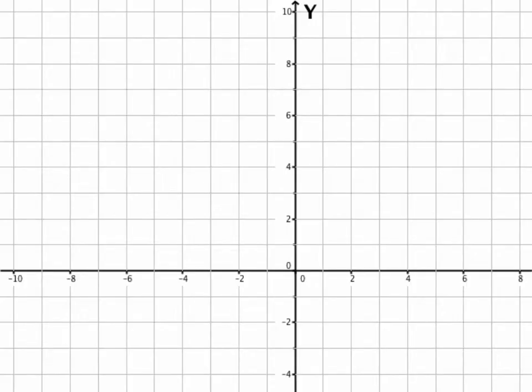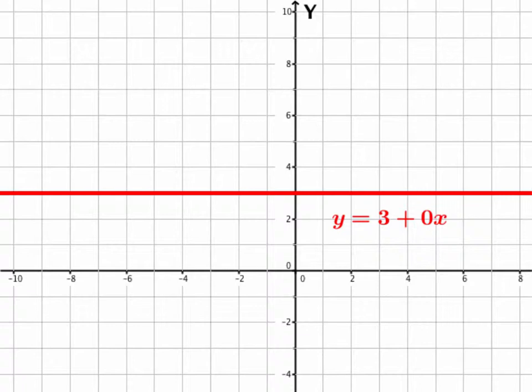Now, we already know what y equals 3 plus 0x looks like. That's got a y-intercept of 3, but that slope of 0 means that no matter what value x takes on, y is always going to be 3, because 0 times anything is always 0. That's why we get a horizontal line.